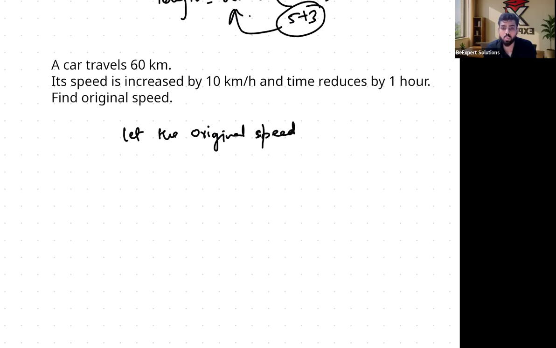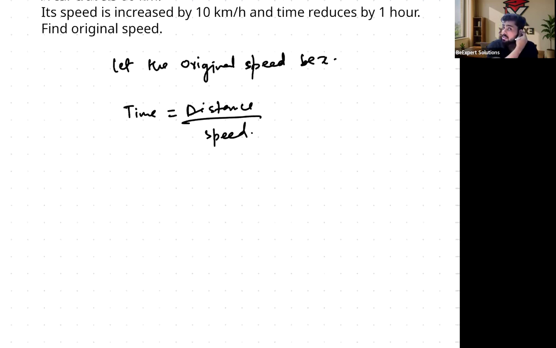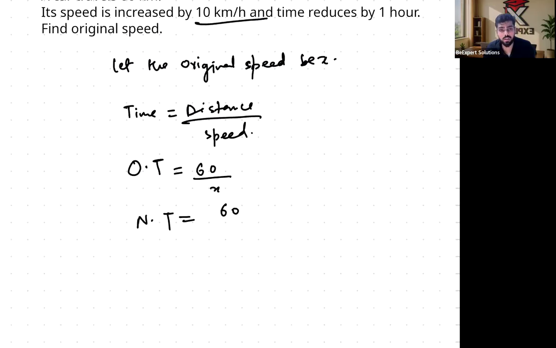After that, you will write down the formula. The main formula is time equals distance over speed. For the original case, they have given you original speed as x, and the new speed is x plus 10, because they mention speed is increased by 10 kilometers per hour. Similarly, the original time would be 60 over x, and the new time would be 60 over x plus 10, because speed got increased.